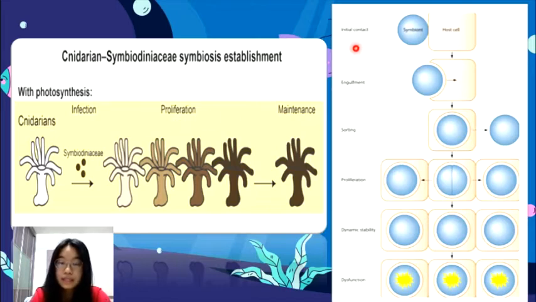You can see in this diagram, the symbiont and host cells will first contact each other, followed by engulfment. The host cell will engulf the symbiont cell, and then after that, sorting, they will start to sort the non-photosynthetic objects out. After that, the algal cells will start to proliferate through cell division, and finally they will reach a dynamic stability. Yeah, that's all from me.